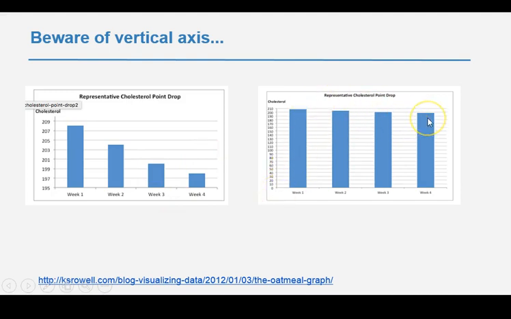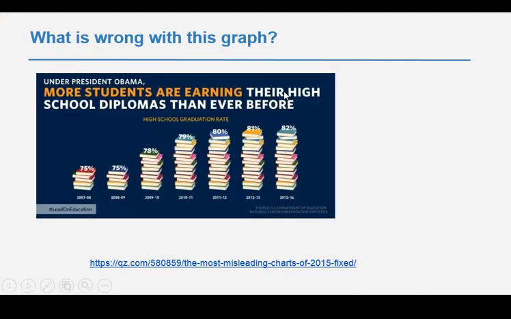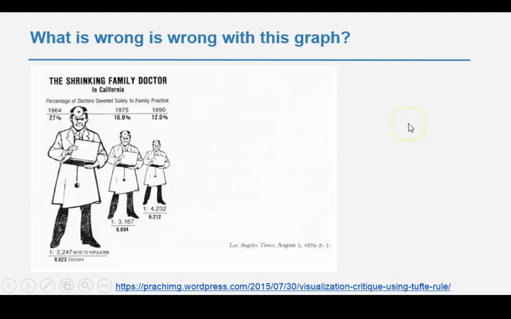Now, did the cholesterol drop? Yes, but not as extremely as the company made it look. So they were actually sued for false advertising with their exaggerated health claims about oatmeal. Here's another graph that's very similar. 82% on this stack, 75% on this stack. 82% isn't 3 or 4 times the size of 75%, so this is a misleading graph as well.